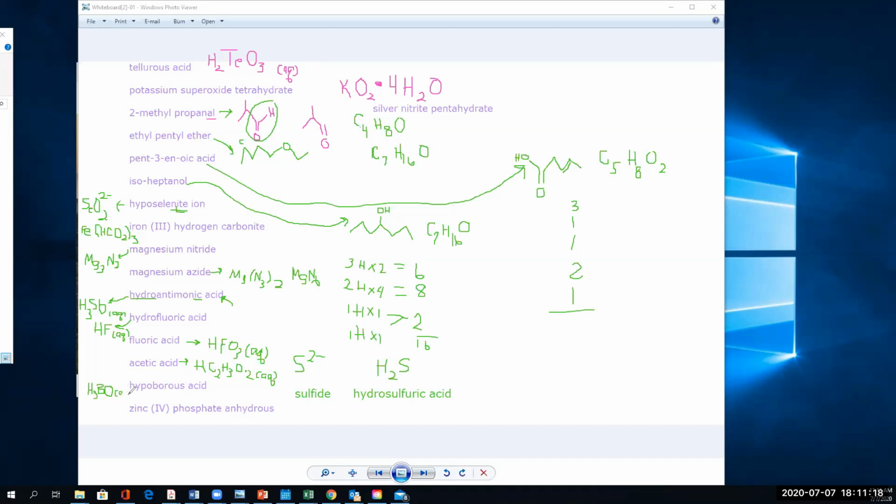The only thing I don't understand is this one, the magnesium azide. If you look on your polyatomic ion table, right? Where can I get an N to it? Look on your polyatomic ion table. Look at azide. What is azide? Oh, azide. Okay.